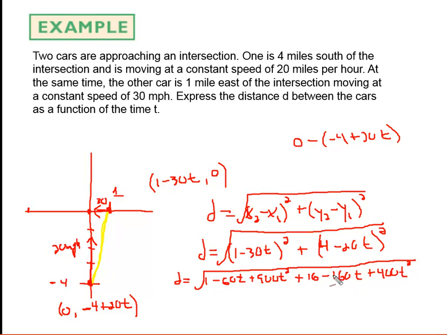And then I'll combine the like terms here. All right, so 900t squared plus 400t squared is going to be 1300t squared. And then I got the negative 160 plus negative 60 is negative 220t. And then I got the 16 plus 1, which that's wrong. That should be 17. All right, so there's my distance right here as a function of time.